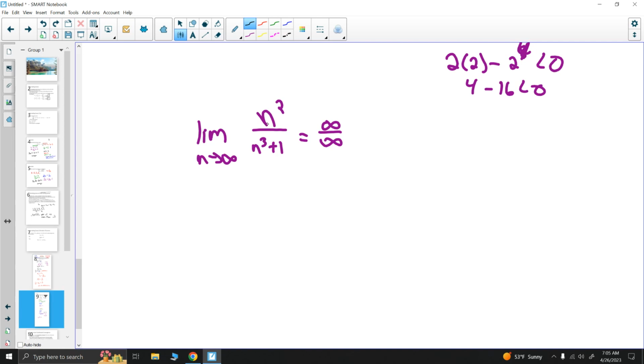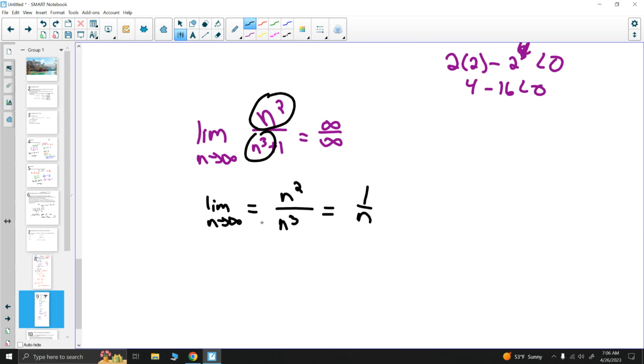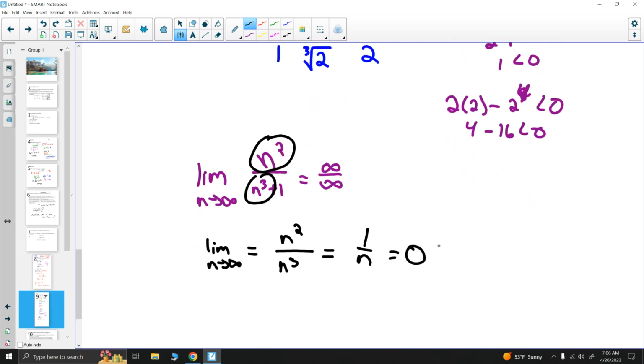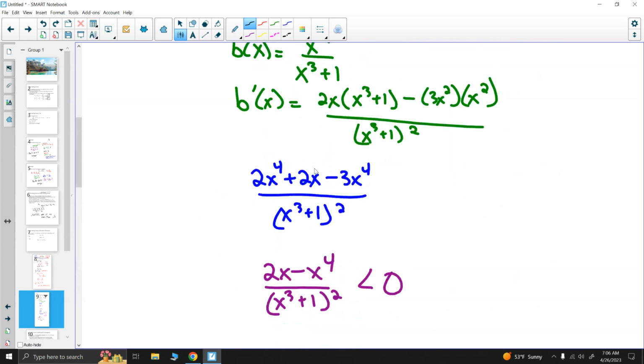So at the infinites, we can think about this either as divide everything by the highest power of n, or I just think, what's the biggest power on top? n squared. So the limit as n approaches infinity of this is the same as n squared over the highest power here, n cubed, which is the same as 1 over n. So the limit as n approaches infinity of 1 over n is 0. So that's check. It converges. So we've shown the two things are true, so it converges.